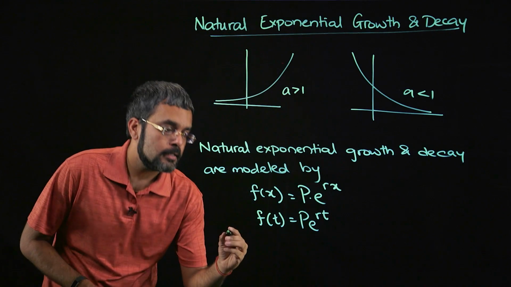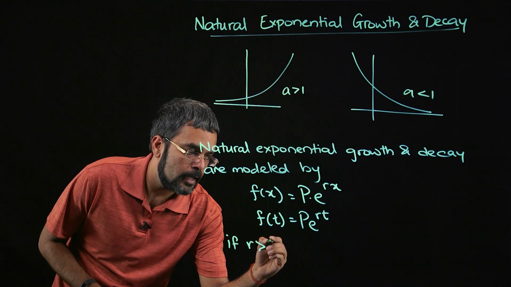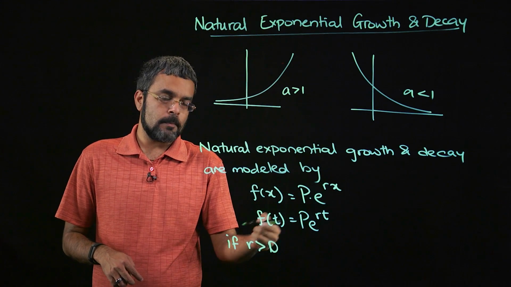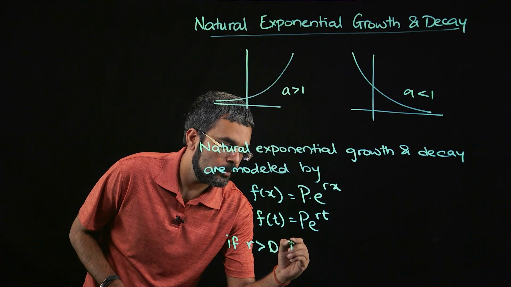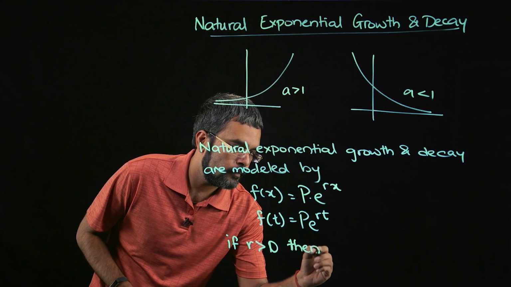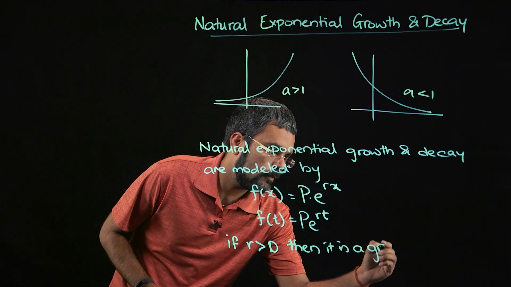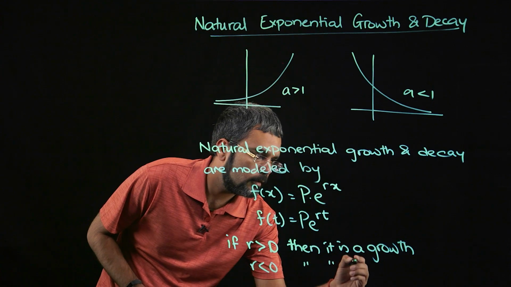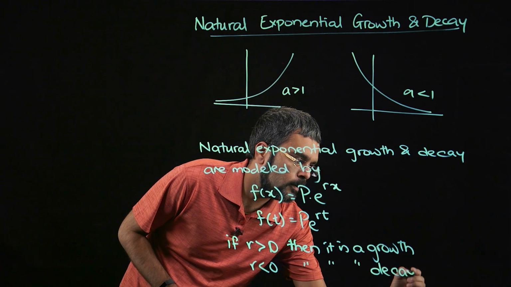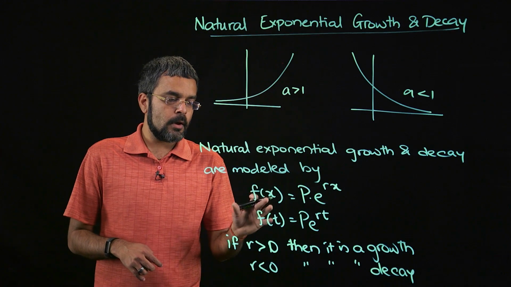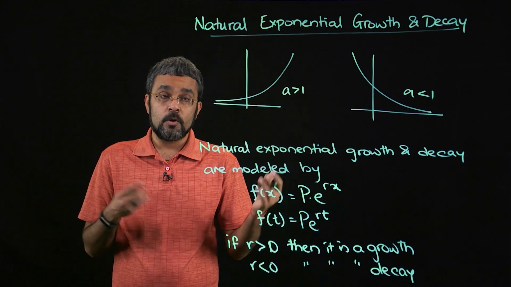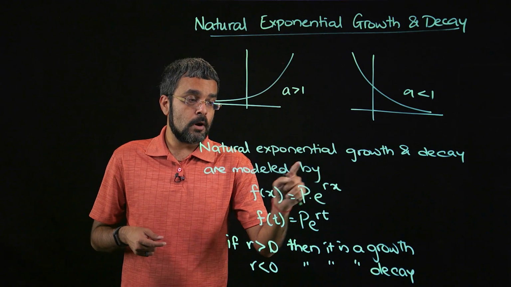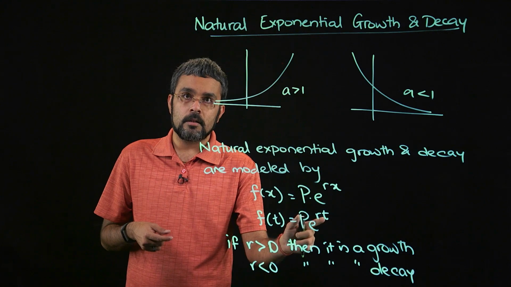Now, the only thing here is if your rate is greater than 0, so if my exponential growth rate comes out to be positive, then this is going to be a growth. And if r comes out to be negative, it's going to be decay. Think about it in terms of money. If I had a negative interest rate, you would lose money. If you had a positive interest rate, obviously you'll get more money, right? So if r is positive, this models growth. If r is negative, this models a decay.